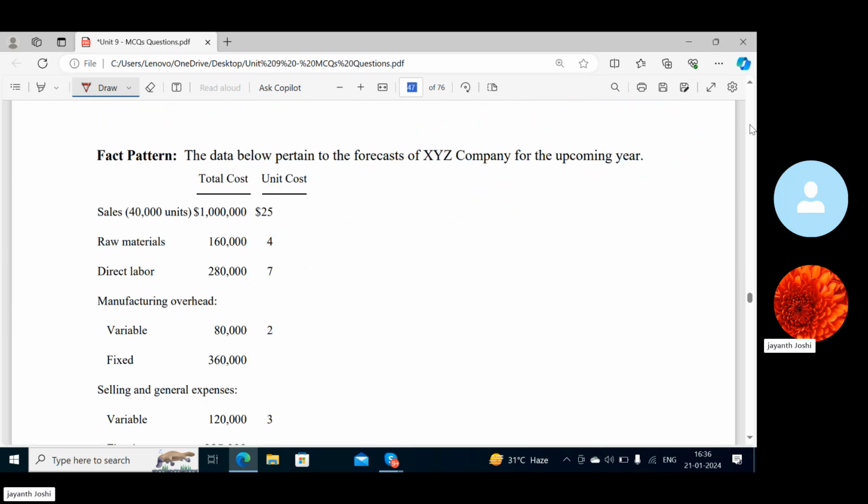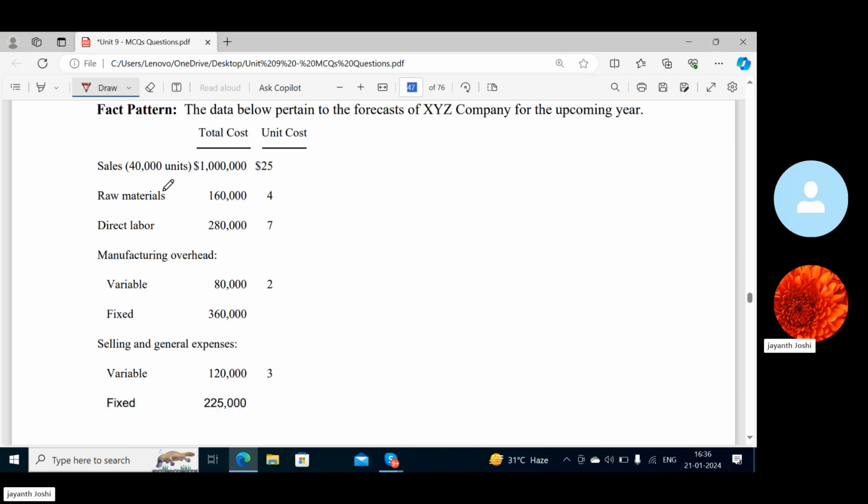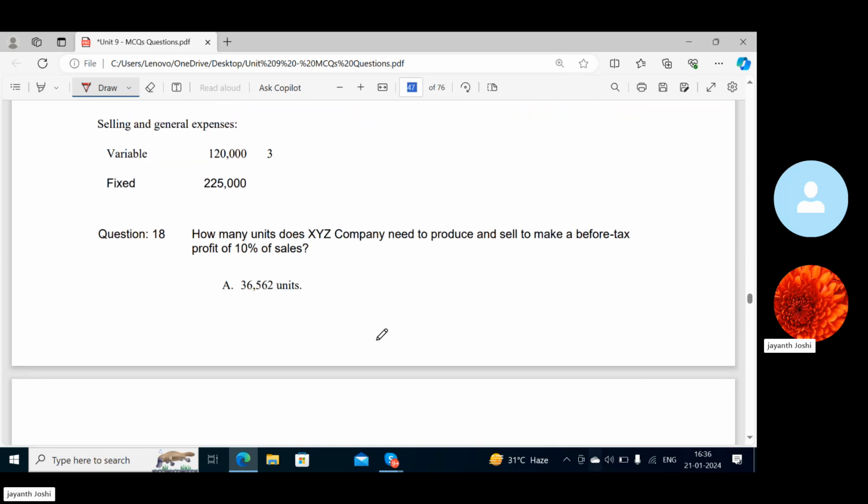Next one. Data below pertain to forecast of XYZ company for the upcoming year. Total cost, unit cost is given. 40,000 units they are going to sell. And how many units does XYZ company need to produce and sell to make a before tax profit of 10% of sales?